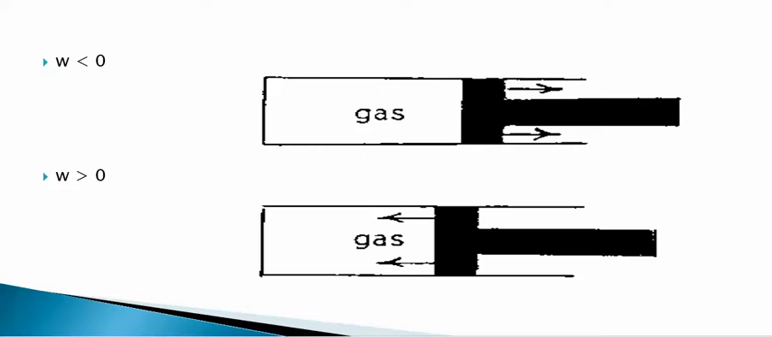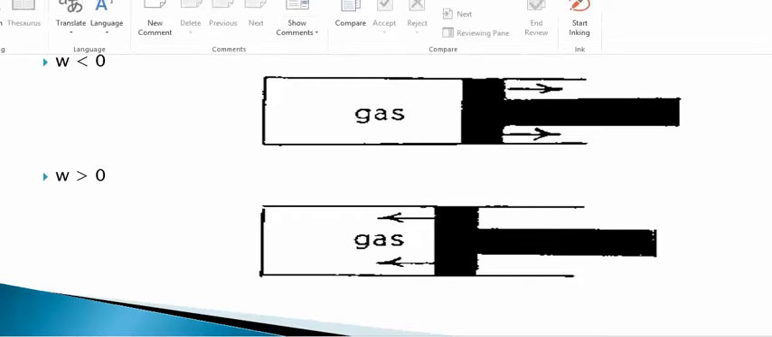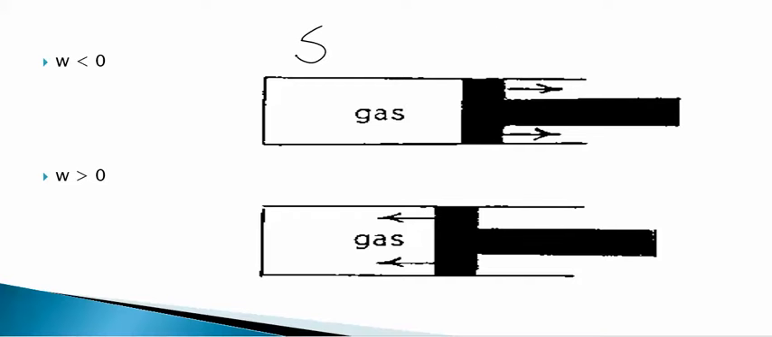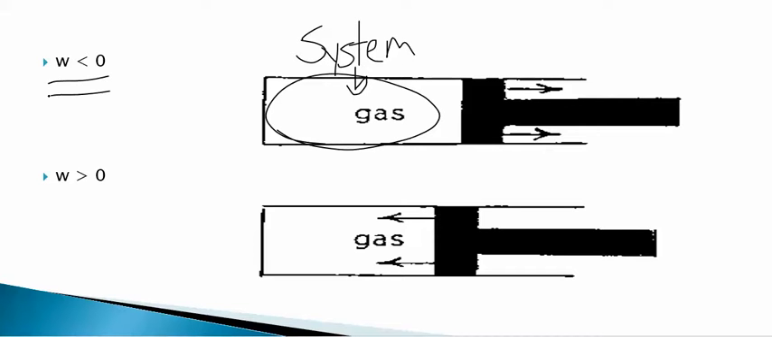So here's a diagram. In these two diagrams, the gas is the system. So in the first diagram, the system is doing the work. The gas is expanding, it's doing the work, so work is negative. In the second diagram, the surroundings are doing the work. The system is being compressed. So since the surroundings are doing the work, work is positive in the second diagram.